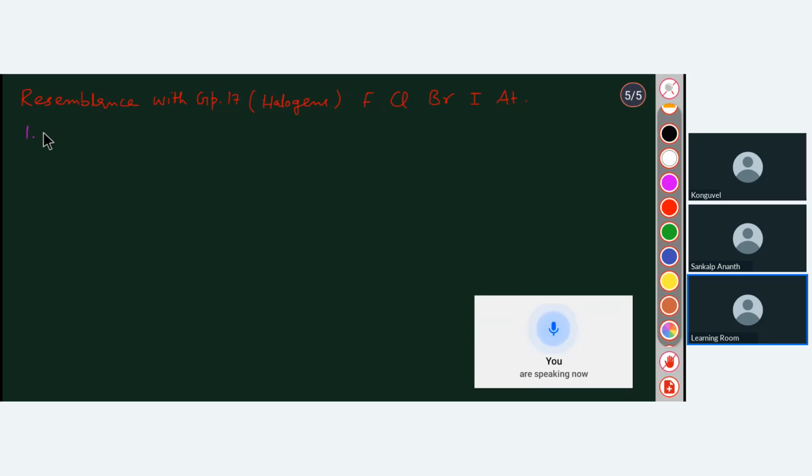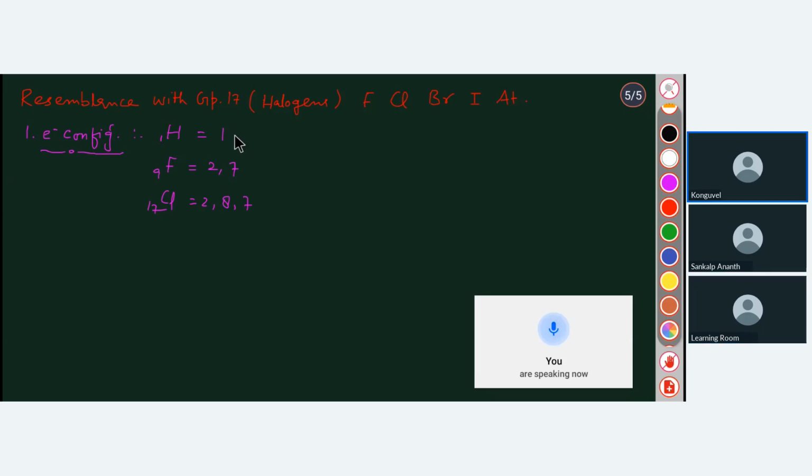Number one is the electronic configuration. We have seen electronic configuration with the alkali metals, but we will see it here too. Hydrogen has only one electron. Fluorine, atomic number 9, is 2,7. Chlorine, atomic number 17, is 2,8,7. So can you tell how it resembles these halogens? Where is the resemblance?